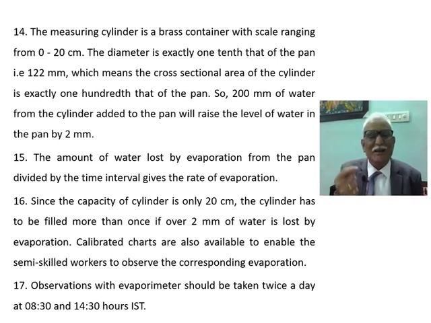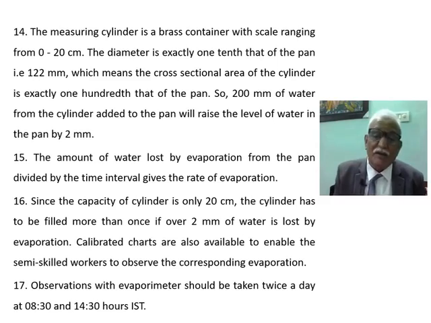So this is a very simple calculation. The amount of water lost by evaporation from the pan, divided by the time interval, gives the rate of evaporation in 24 hours. Since the capacity of the cylinder is only 20 centimeters, the cylinder has to be filled more than once if over 2 mm of water is lost by evaporation. On any given day, if 2 millimeters and above of evaporation is there, you have to add one more. You should know it by the measuring cylinder, which is a brass container. Please note that.